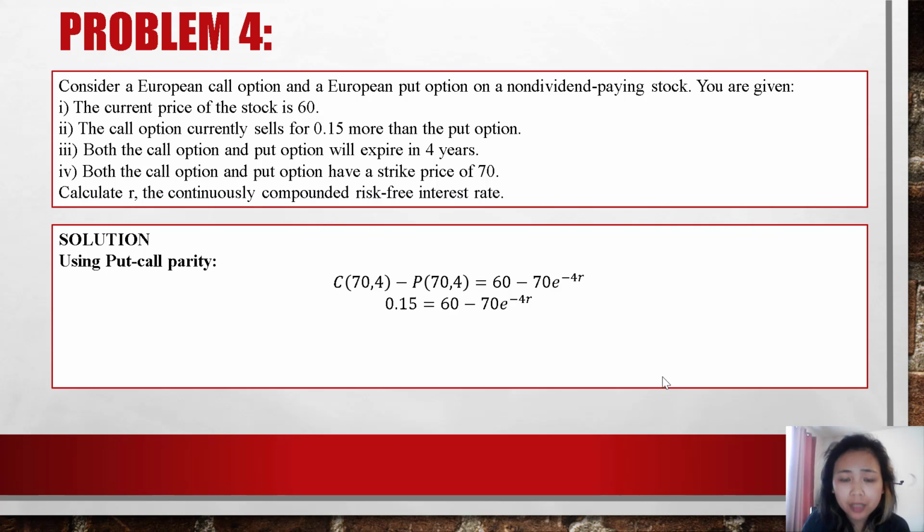We got 0.15 is equal to 60 minus 70 e to the negative 4R. And from here we got 59.85 is equal to 70 e to the negative 4R. And R is negative 1/4 natural log of 59.85 over 70, which is 3.92%.